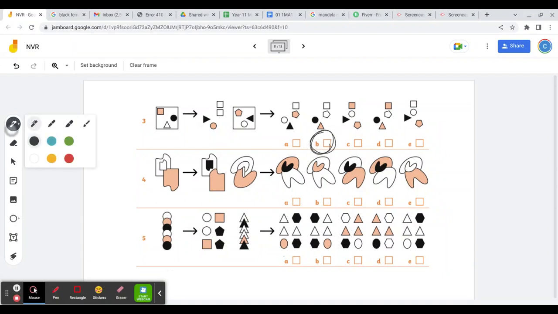B. What do we use? A red pen. B, C, and A.